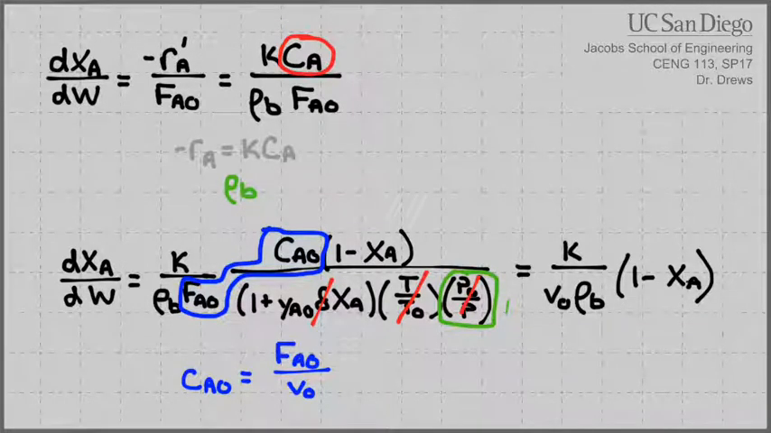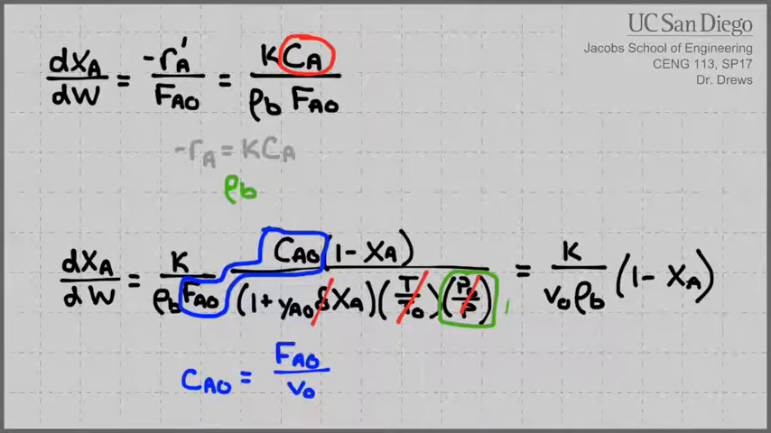Those three out front, the K, V naught, and rho B, are all constant, so we're not worried about those. It is possible that this one could also be nasty, the K here. Normally that K is a function of temperature, a pretty strong function of temperature. So if we didn't have an isothermal system, we would have to worry about that K. But fortunately we don't, because it's isothermal.